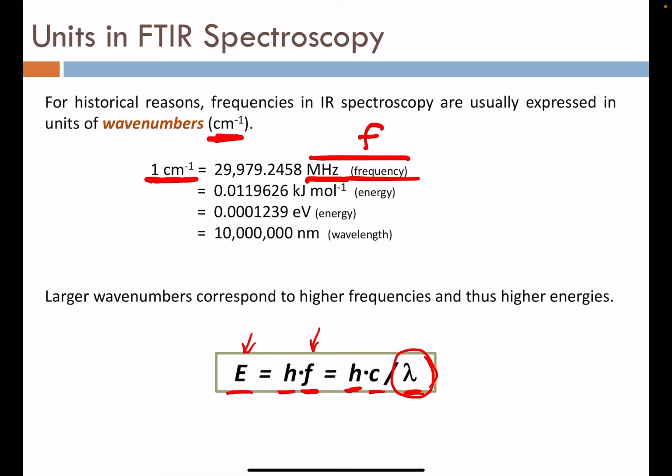As far as energy, a mole of those photons of wave number 1 inverse centimeter would be about 1/100th of a kilojoule. An electron volt, something we've seen before in XPS, we're into the 10,000ths of an electron volt. And as far as wavelength, you can see how wavelength and wave number are related. We're at about 10 million nanometers for the reciprocal centimeter.